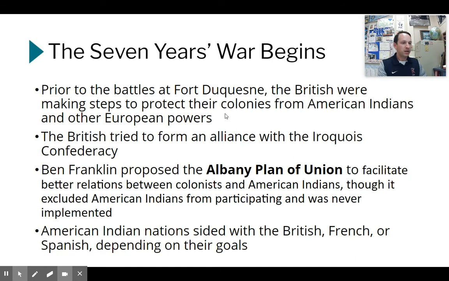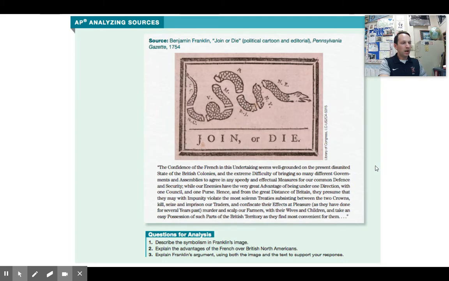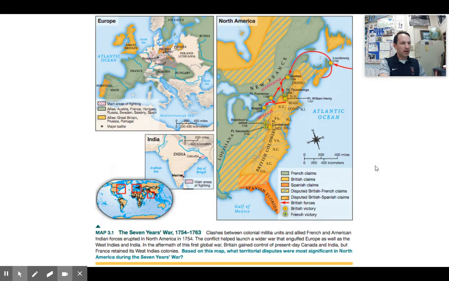All right, the Albany Plan of Union. Remember Benjamin Franklin, the snake, and Benjamin Franklin's failed plan to unify the colonies, which is a precursor to what's coming during the American Revolution. The Join or Die. Remember this from Franklin.